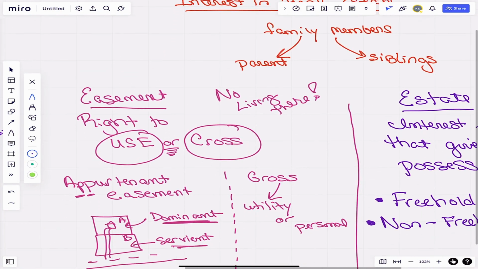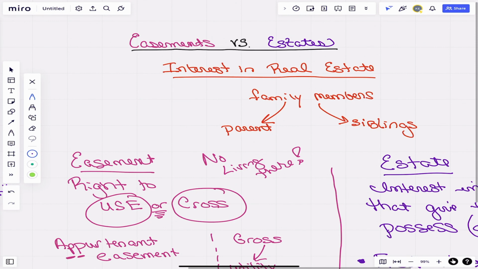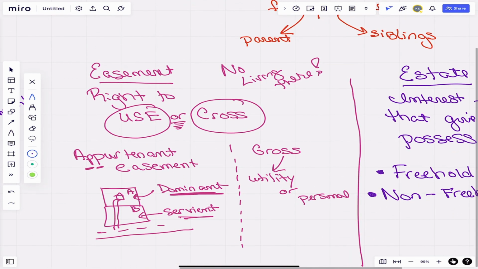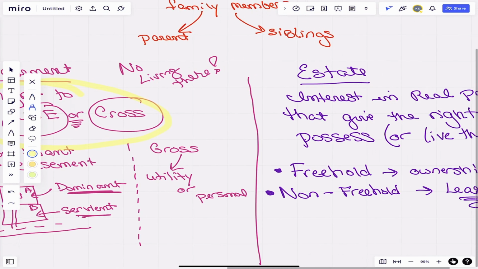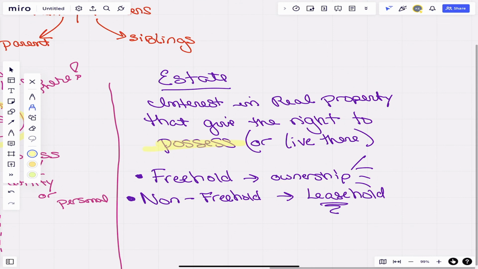So just as a review, it tells you what the interest is. In an easement, you have the right to use or to cross, right? And in an estate, you have the right to possess or live there.